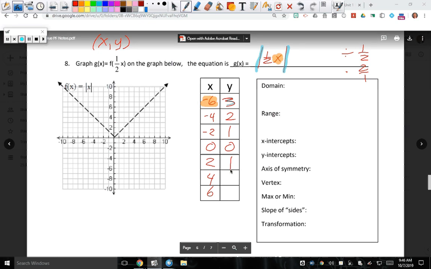What would I get after 4? 2. What would I get after 6? 3. Go with me? So let's plot them. Negative 6, positive 3. Then negative 4, 2. Negative 2, 1. 0, 0. 2, 1. 4, 2. And 6, 3.